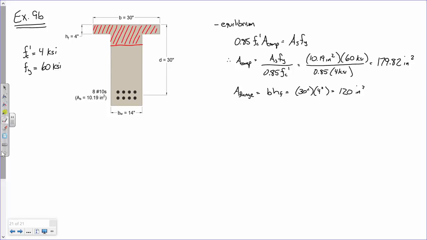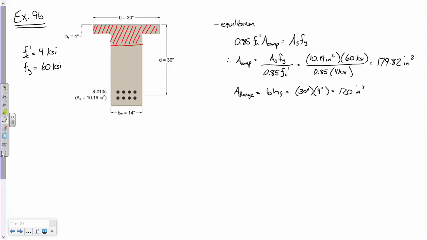Okay? Now, I want everybody to be clear on terminology. Remember our stress block depth a? How do you define a? Like, not just for this problem, but in general. Okay, we're getting a lot of answers. I'm going to take them one at a time.